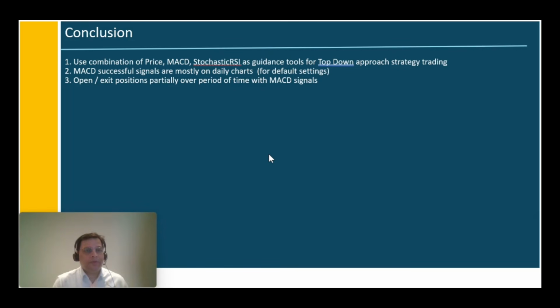So in previous slides, we have seen how you can use MACD to buy and sell stocks as well as futures. To conclude, you can use price, MACD, and stochastics as guidance tools. Use a top-down approach, so analyze on the higher time frame and trade on the lower time frame. Price is always the prime indicator. That's where it gives you the sign. MACD and stochastics are used as guidance tools to see where the trend is coming.